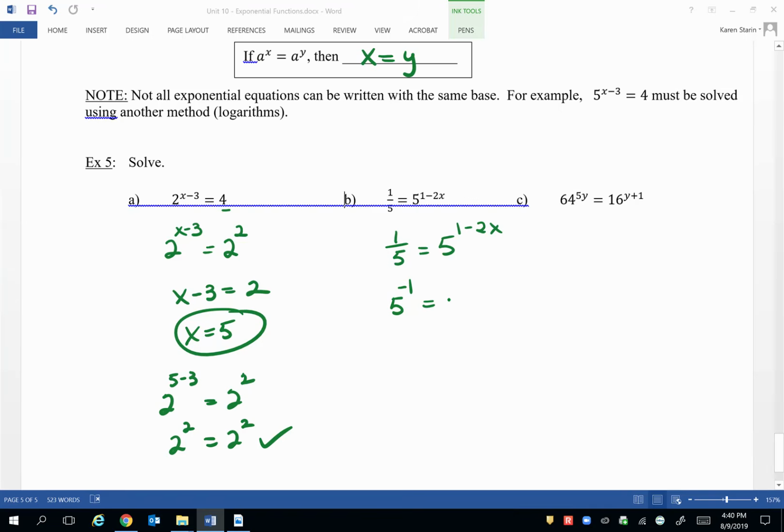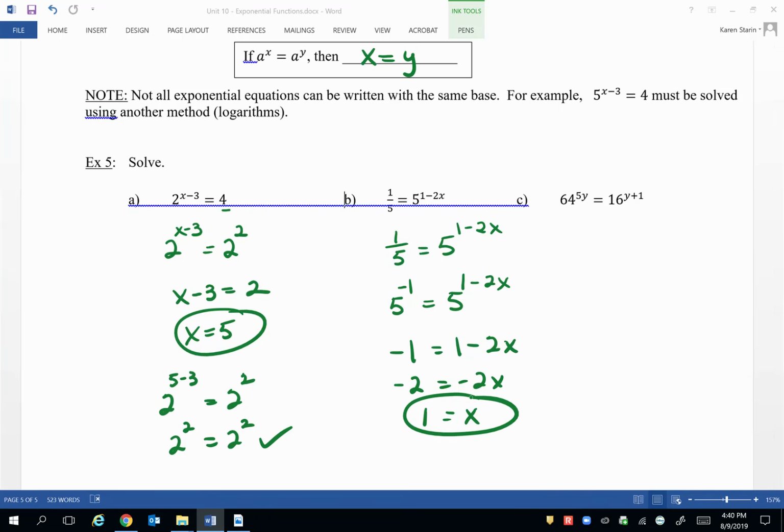And then on both sides of the equation, I have the same base, and then I have a simple linear equation to solve. So if 5 to the negative 1 power equals 5 to the quantity 1 minus 2x, then negative 1 has to equal 1 minus 2x. I just solve this for x. So I could subtract 1 from both sides, then divide by negative 2. So x equals 1 is the solution, and I'll leave that for you to check.